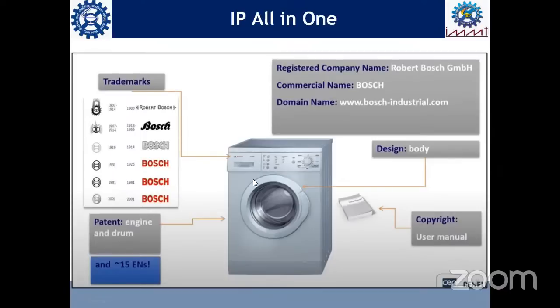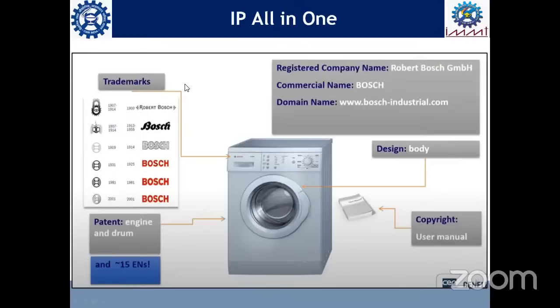What is the appearance here? The body of the washing machine is an appearance. So it is protected as industrial design. Idea resulting into expression is a copyright. So how to use this washing machine, how to operate this washing machine, everything is expressed in the form of a booklet. That user manual can be protected as a copyright.